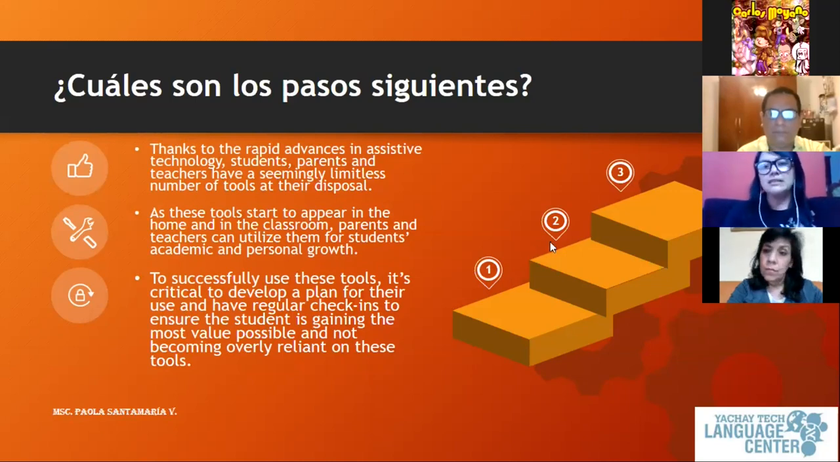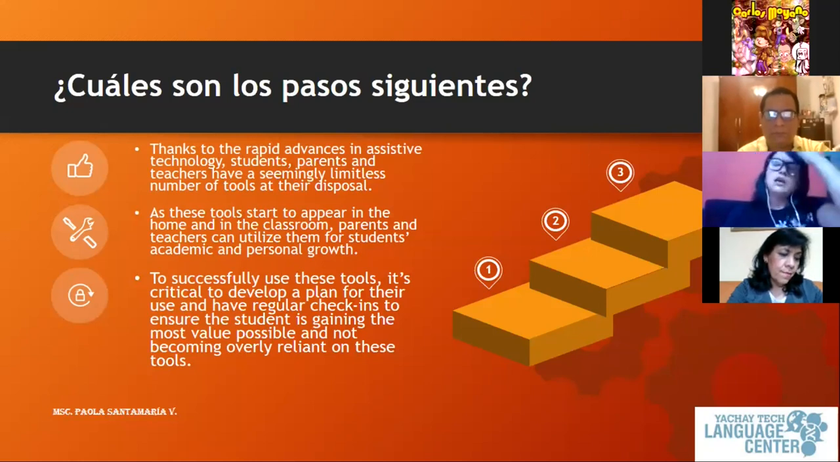Then, of course, as these tools start to appear at home, and probably once we come back to the classroom, if we are able to use technology in the classroom, it will definitely help these students achieve an academic reward and, of course, personal growth, because it will make them feel more confident, to feel that they are not the strange ones within the group, that everybody points out because they know that they cannot learn at the same pace as the others. So definitely this is another advantage that you may tell parents and that you have to take into account, because as teachers you are going to see how your student is growing academically and personally.